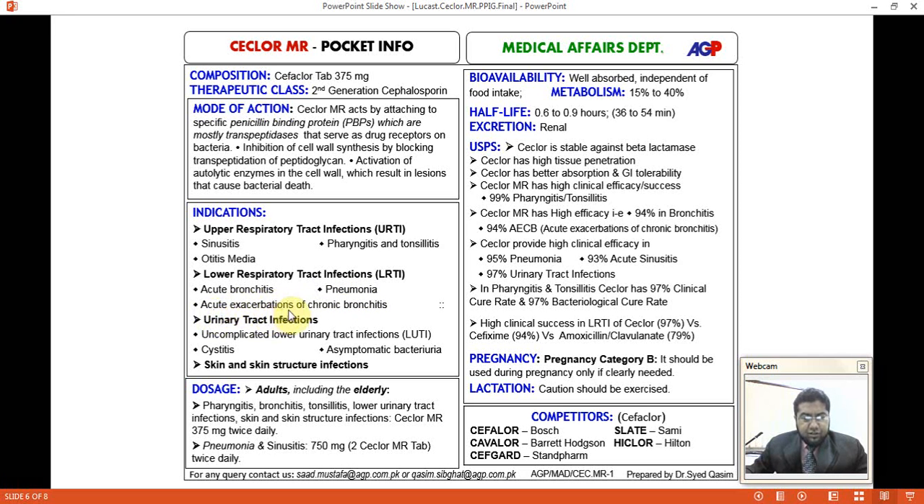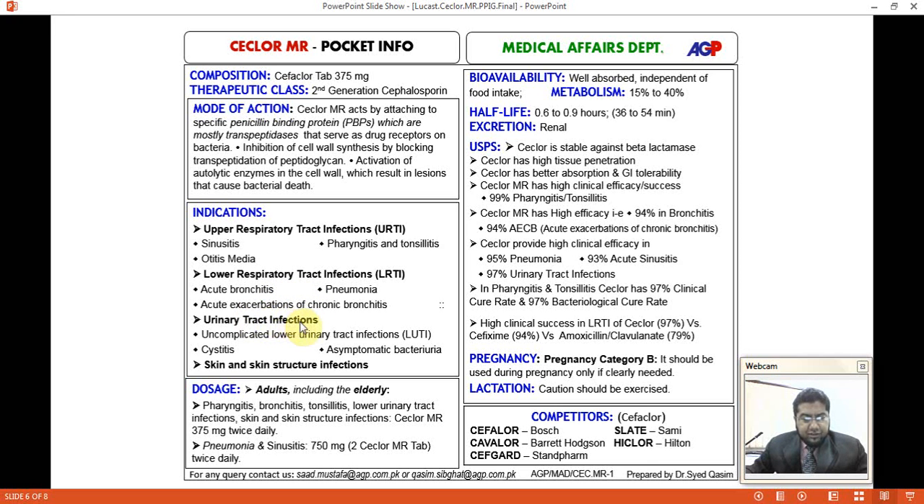Acute exacerbation of chronic bronchitis. It is a sudden worsening of chronic obstructive pulmonary disease symptoms, that is shortening of breath and quantity and color of phlegm, that typically lasts for several days.